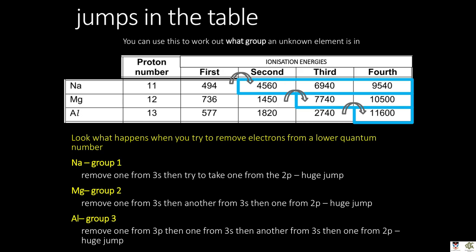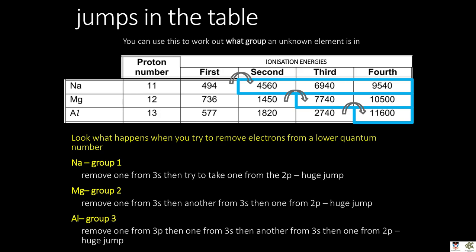So we can use that if we didn't know that this was sodium. If there's a big jump from first to second ionization energy, it means that this unknown element must have one electron in its outermost shell, because after removing that one, if we want to remove the second one, we need a considerably larger amount of energy.